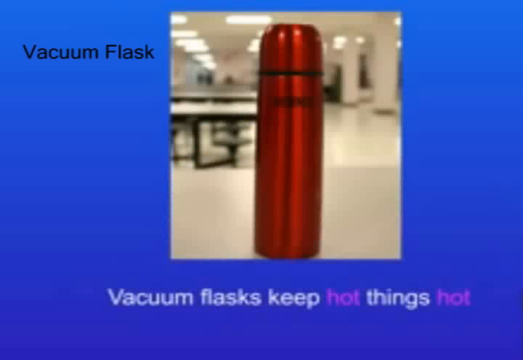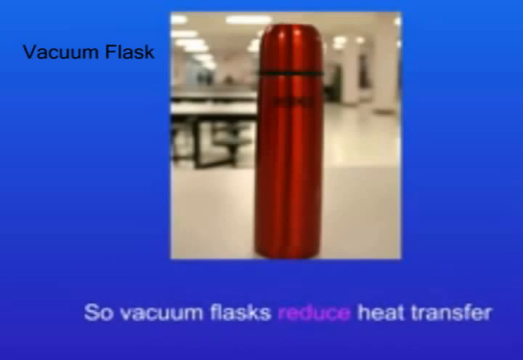Next is a vacuum flask. Now, a vacuum flask or thermos flask is designed to keep hot things hot and cold things cold. So vacuum flasks are designed to reduce heat transfer. The vacuum flask is designed to reduce heat loss via conduction, convection, radiation, and evaporation.